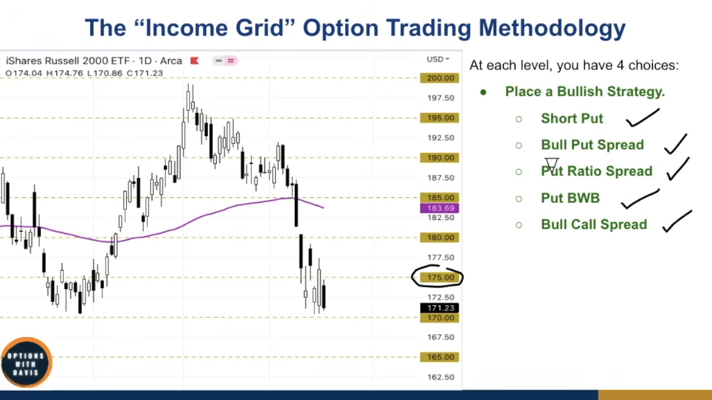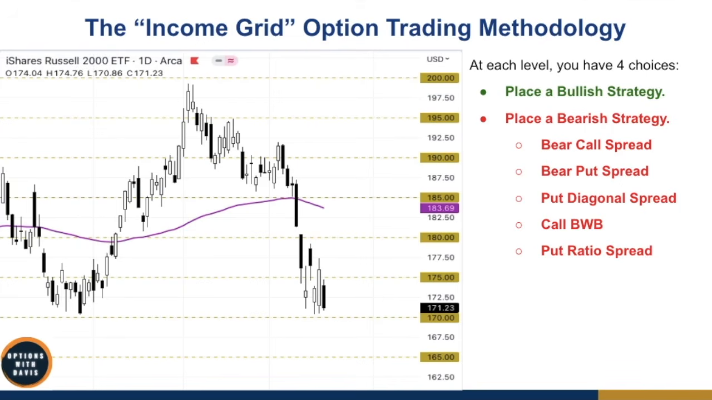For the put ratio spread, it's pretty unique because this is an omnidirectional trading strategy. That means that you can adjust it so that you're slightly more bullish, or slightly more bearish, or more neutral, right? It's really up to you to manage the strikes. But basically, you can place any of these bullish strategies when it comes to this level.